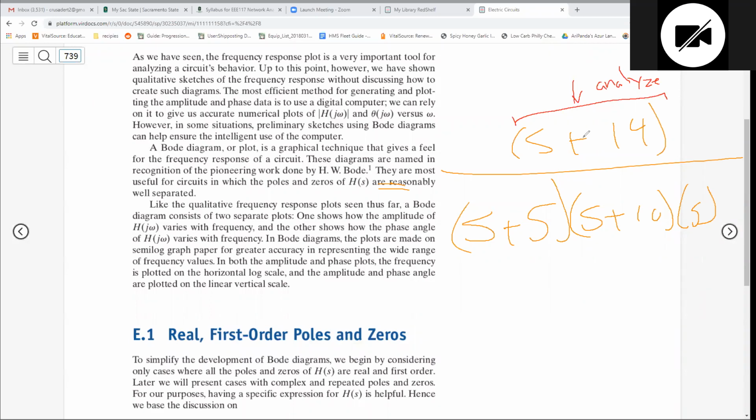You can analyze S plus 14. If I want to do that immediately, what it means is this is a 0 at 14, right? Negative 14 is negative 0 to be exact. And this 14 is critical because this is where the circuit stops operating. It flattens out to 0, right?